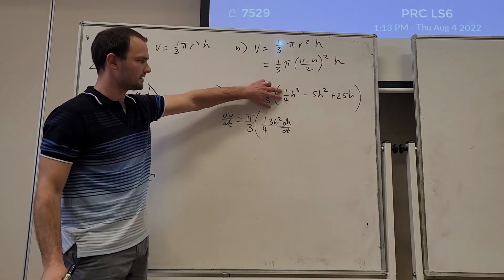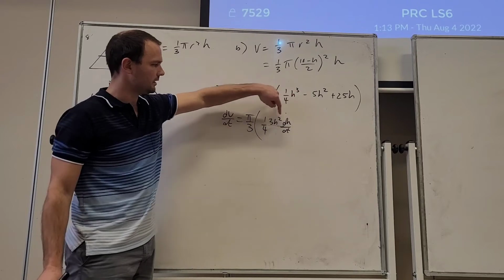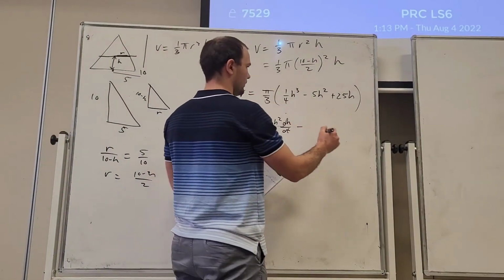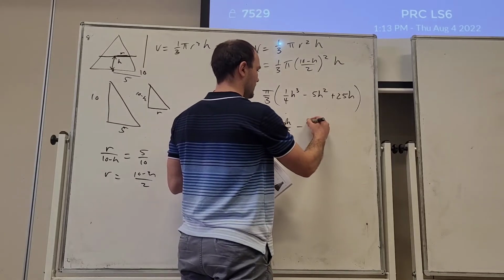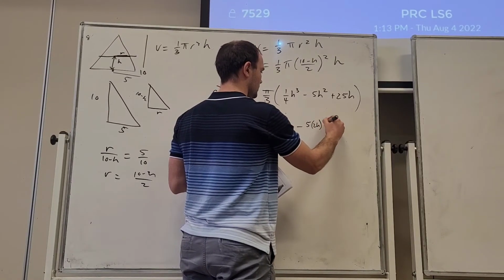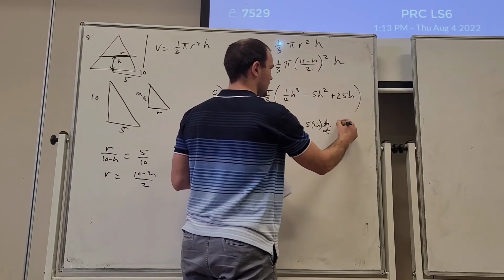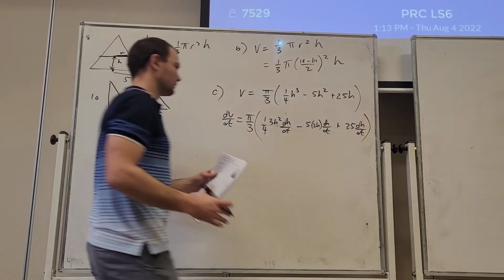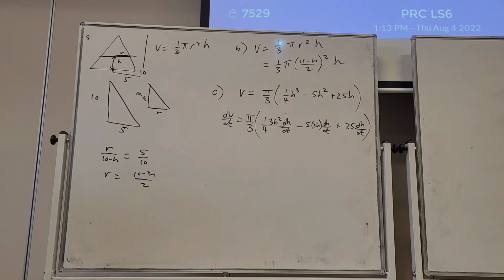So the 1 on 4 stays there. Derivative of h to the 3 is 3h squared dH on dt. Over here we're going to have to take 5 times 2h dH on dt, and then plus 25 dH on dt. Close the bracket. We try to isolate dH on dt. That's what it says. Find dH on dt.